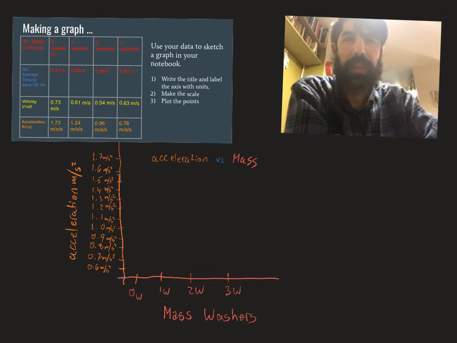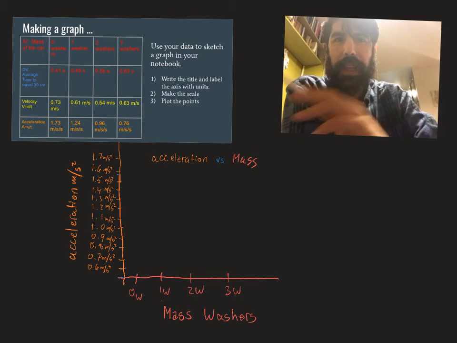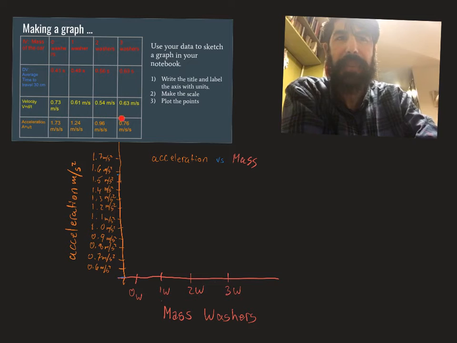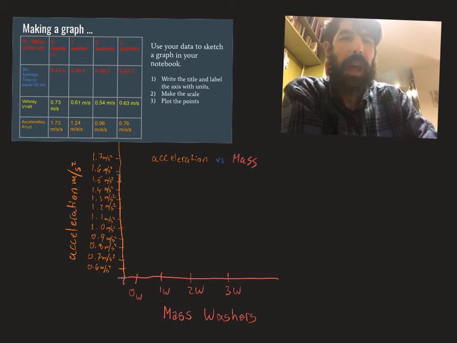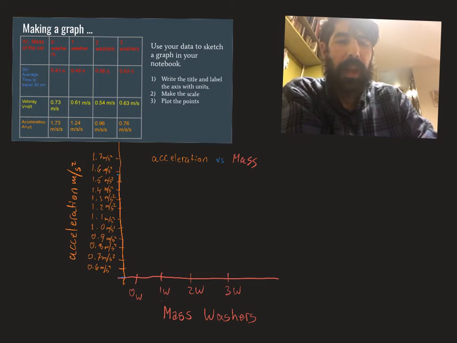All right, so let's do this. Let's actually make a graph. Up here, we've got our data table. Down here, I've got the setup to make a graph. I made a title, acceleration versus mass. So I'm going to put the mass down here, acceleration up here. I set up a scale. The mass is the number of washers. So I had 0 washers, 1 washer, 2 washers, and 3 washers on my car.